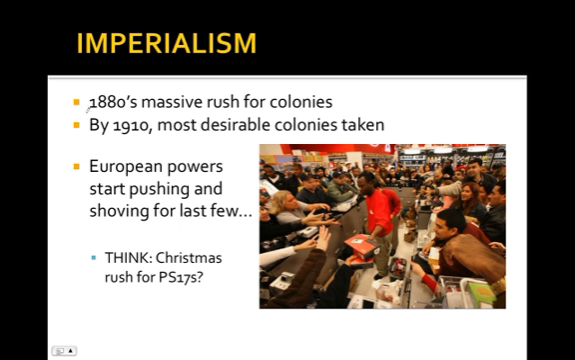In imperialism, in the 1880s there's a massive rush for colonies. By 1910, and that's where we are, most of the colonies are taken. European powers start pushing and shoving for the last few. Think like a Christmas rush for the PS5 or whatever video game it is. When it's the last box on the shelf, when it's the last Tickle Me Elmo, my mother-in-law was willing to trip somebody to get Shane his Tickle Me Elmo.